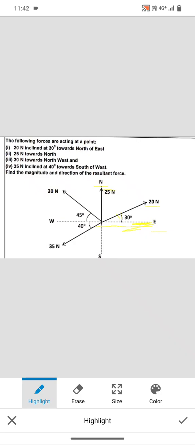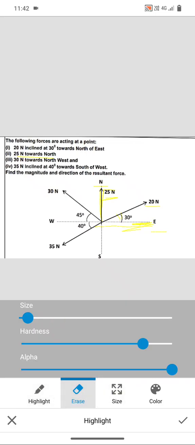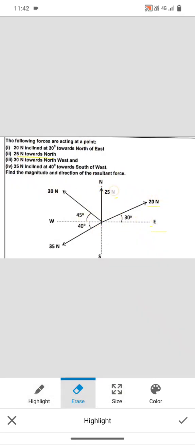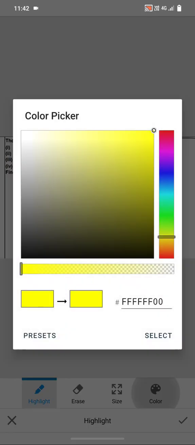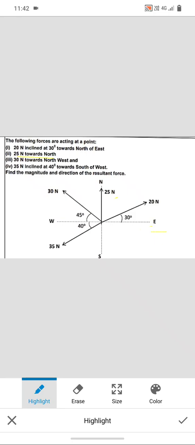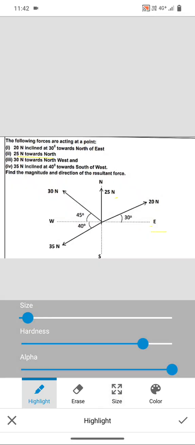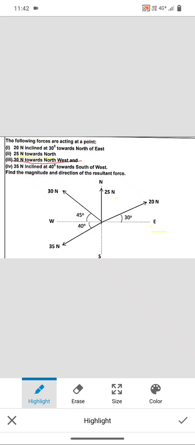Then the next force is 25 Newton towards north. That means the force is acting along the north line, that is 25 Newton. Then the third is 30 Newton towards north of west. That means this is west and this is north.